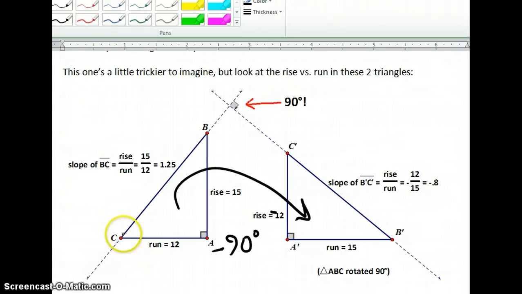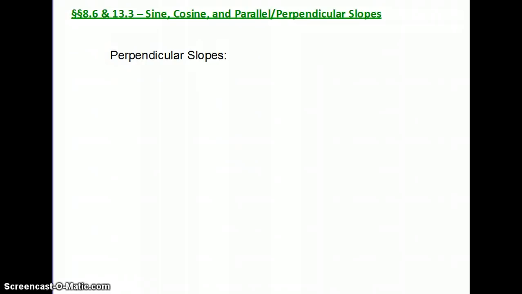And if you want to check this, 1.25 times -0.8 equals -1. So in fact, yes, according to the theorem, these are also perpendicular lines. All right, to show you another example of perpendicular slope.